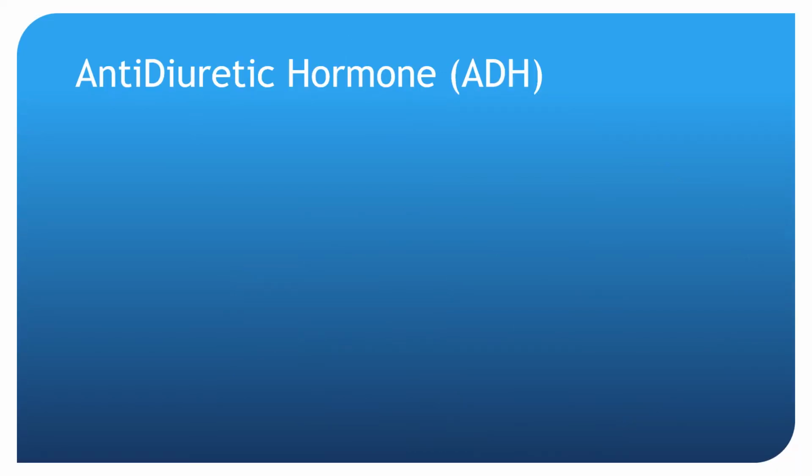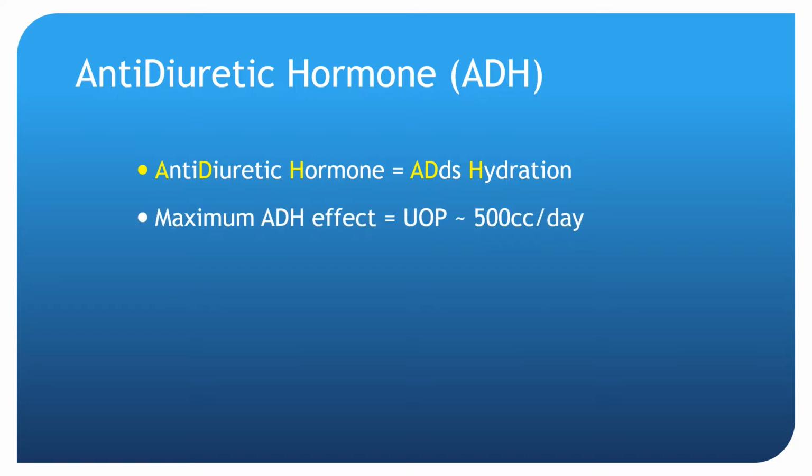ADH, or antidiuretic hormone, otherwise known as vasopressin, I often remember from the mnemonic "adds hydration." Its maximum effect, so if you're secreting ADH nonstop, your max urine output per day would only be about 500 mLs per day. This is why you typically get a dry mouth when you've had a night on the town. However, if you don't have any ADH in your body, you are going to pee out approximately 15 to 20 liters per day. So you can see how important this hormone is.